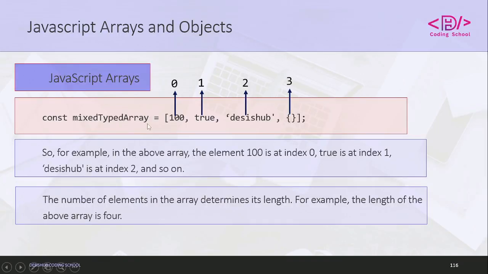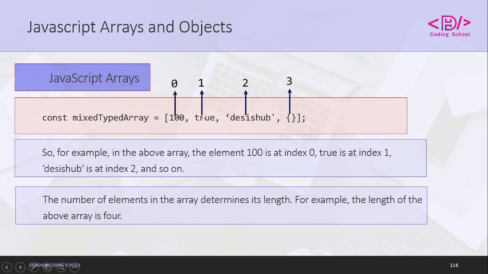Now as we have seen the indexes, let's look at the number of items. You can see that right now the array contains 4 items, and the number of items contained in an array is what we call its length. The number of elements in an array determines its length. For example, the length of the above array is 4 because it contains 4 items.